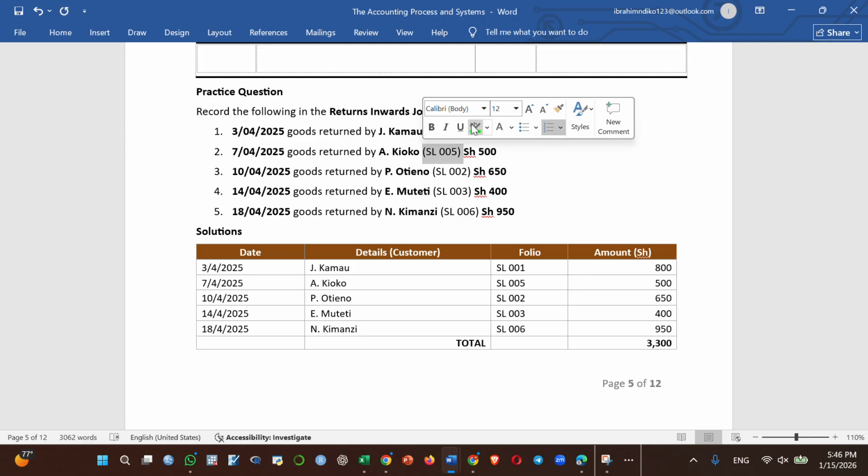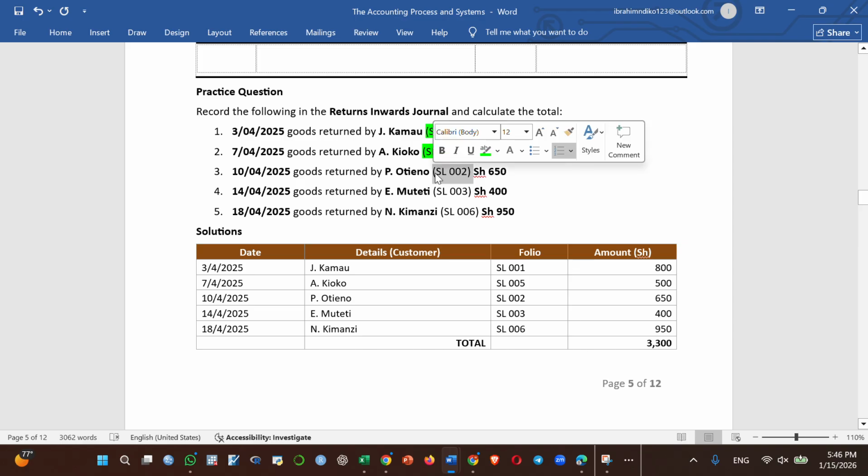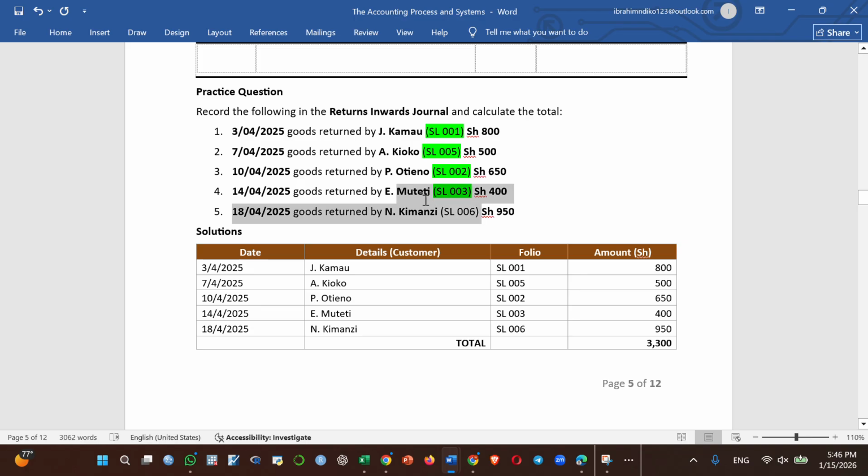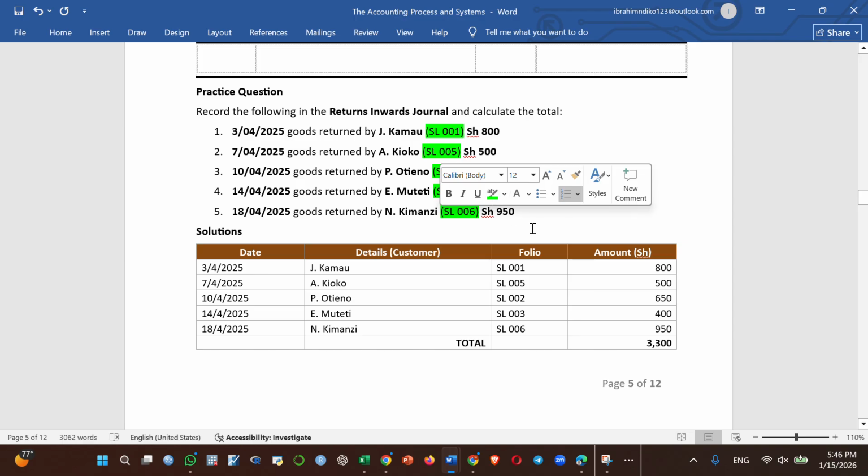Then on 7th, there were also goods returned by Kyoko, 500. Then on 10th, there were goods returned by P. Otieno. Then on 14th, there were goods returned by A.E. Muteti, 400, with their folio number. And then on 18th, there were also some goods returned by Kimanzi, 9,500.